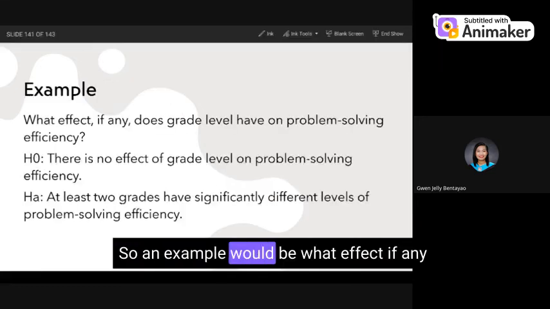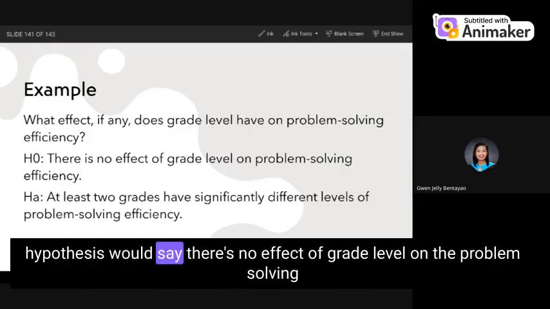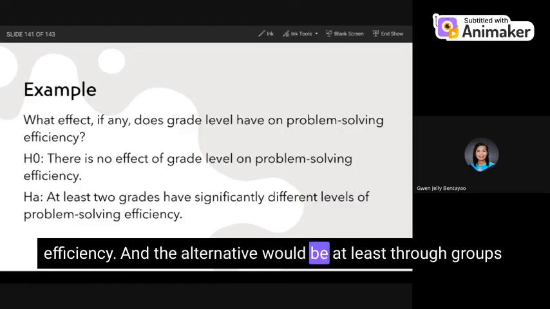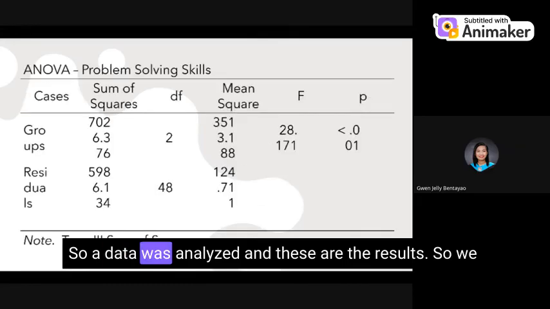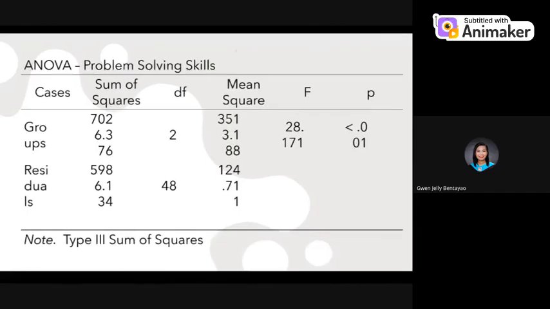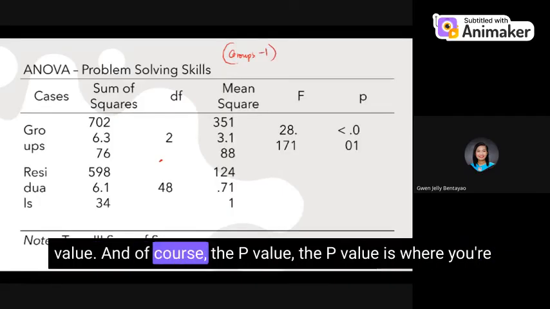So an example would be, what effect, if any, does grade level have on problem-solving efficiency? Of course, our null hypothesis would say there's no effect of grade level on problem-solving efficiency. And the alternative would be, at least two groups have significantly different levels. So the data was analyzed, and these are the results. We have groups. Degrees of freedom is just the number of groups minus 1. That's why we have 2 here. And these are the sum of squares, the mean squares, the F value, and of course the p-value.